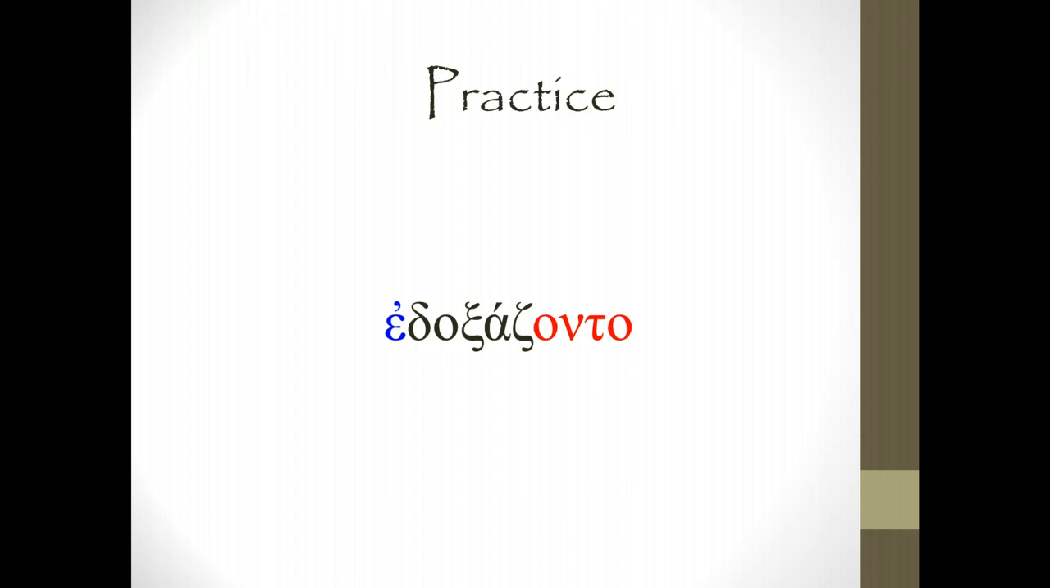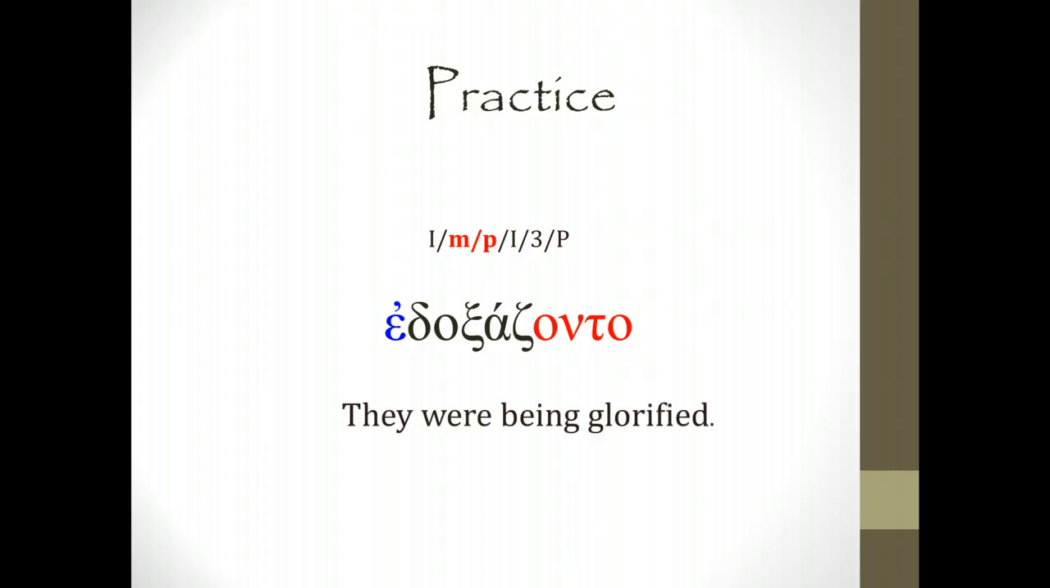Here we have edoxazonto. And we have our augment on the front, but the onto tells us that this is a middle passive ending. And so my parsing here is going to be an imperfect, middle passive, indicative, third person plural. And so my translation, because it's imperfect, middle passive, is going to be, I'm going to go for the passive here and say, they were being glorified. Or you could say, they were glorifying for themselves.